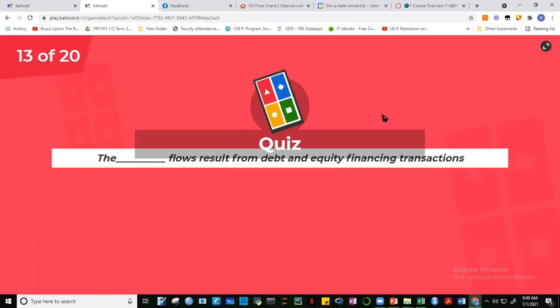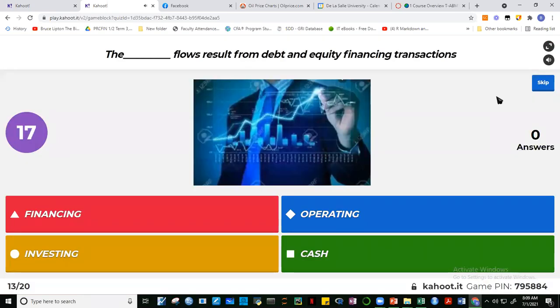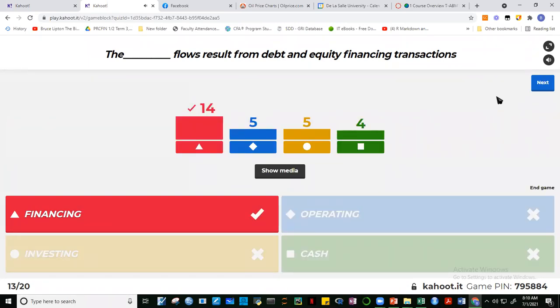Next. Question number 13. The blank flows result from debt and equity financing. Okay, so tama tayo, no? Most of you got it. Yung any transaction involving changes in yung debt, yung liability, at saka equity, sa financing pumapasok yan. Kunyari, umutang ng long-term debt, no? Nag-increase yung utang, financing 'yon. Nag-issue ng common stock, financing 'yon.